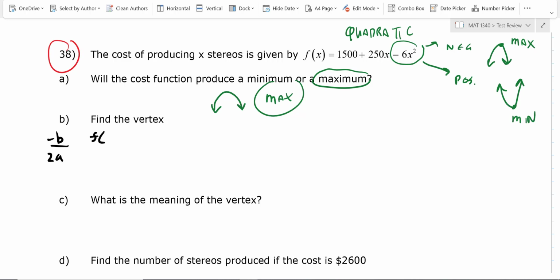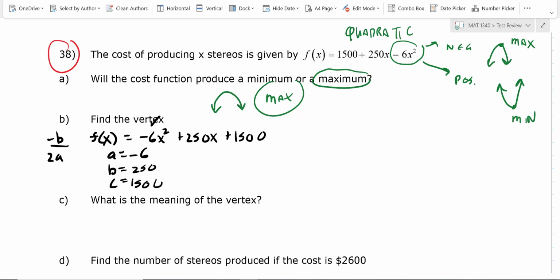So first of all, in this problem, make sure that you get this in the right form. Rearrange everything. The x squared should come first. The x term should be in the middle, and then the constant term should be there, okay? So now we know that a is -6, and we know b is 250. We know c is 1500, but it doesn't matter. C doesn't have anything to do with the vertex. So when we do negative b over 2a, we just do negative of b, which is 250, over 2a, where a is -6. So that would give me negative 250 over negative 12.